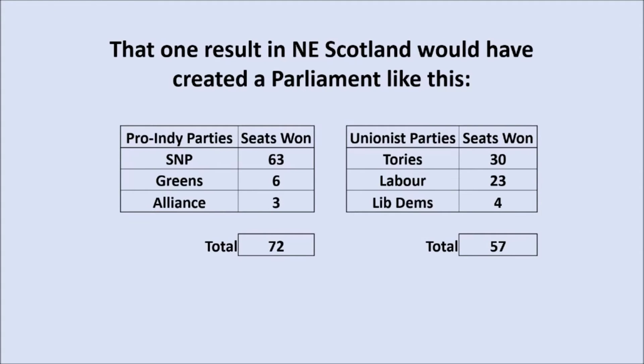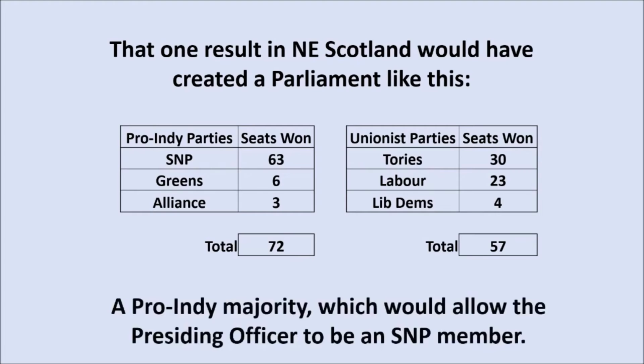Pro-independence parties would have totalled 72: 63 SNP, 6 Greens and 3 Alliance. Unionist parties on the other hand would total 57, made up of 30 Tories, 23 Labour and 4 Lib Dems. This is a pro-Indie majority and would allow the presiding officer to be an SNP member.